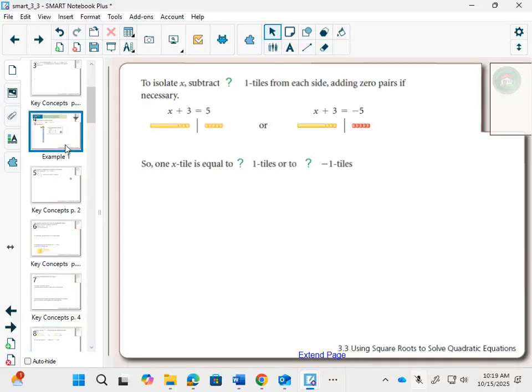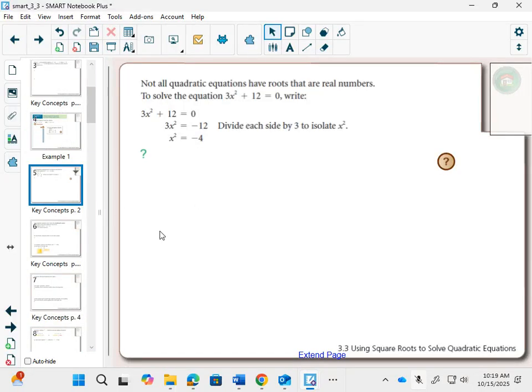Here we go. Just example 1. Okay, so if we turn to page 202, they have these notes. So we looked at this already. Oh, this one's interesting. Look at 3x squared plus 12 equals 0. We got the x squared by itself.